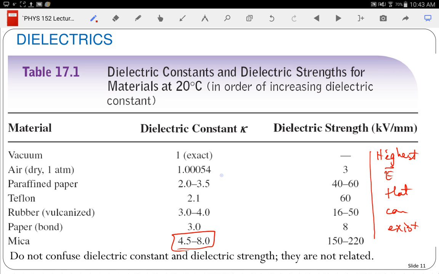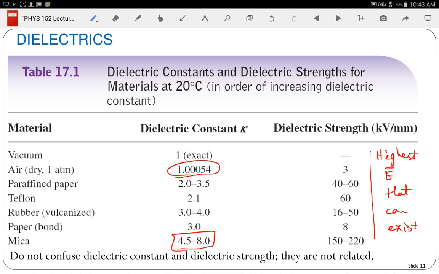Now, if you look at these dielectric constants, air has a dielectric constant that's basically 1. Paraffin, 2. Rubber, something we often think about as a good insulator, only has a dielectric constant of 3 to 4, and it only increases the dielectric strength by up to 50.